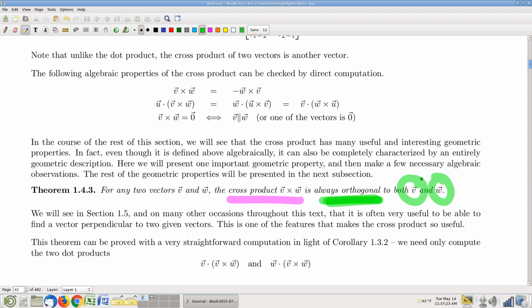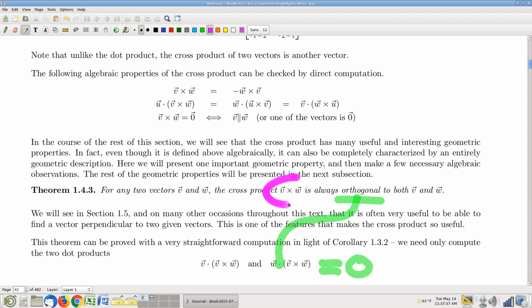Okay. All right. Now, this I'm going to prove two different ways. The first way I'm going to prove this is by direct calculation. Remember, orthogonal means dot product equals 0. So if you want to show the cross product is orthogonal to W, well, take the dot product, show that you get 0. That's what orthogonal means. This is a calculation that you can do.